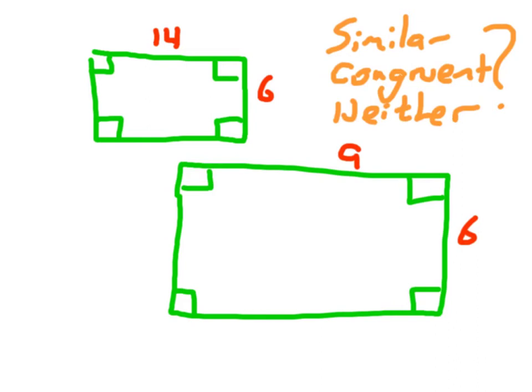On this one, you've got two nice rectangles, both of which have right angles. You've got a 14 and a 6 on the first one, and you've got a 9 and a 6 on the second one. Are these two shapes similar, are they congruent, or are they neither? Be prepared to justify your answer. Why? Are they similar, congruent, or are they neither? Move to the next page for the next question.